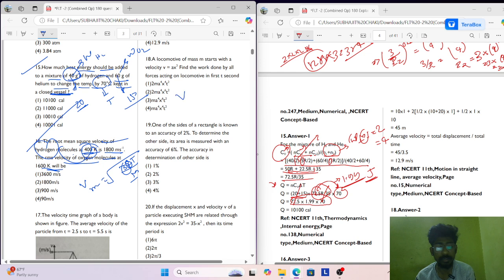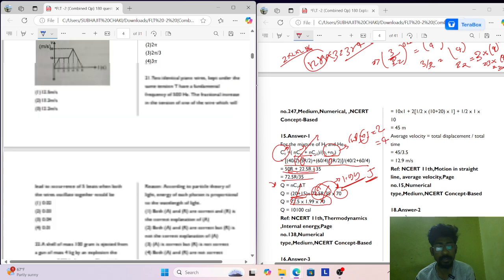So V of oxygen divided by V of hydrogen equals what? It is root over T of oxygen divided by T of hydrogen, times mass of hydrogen divided by mass of oxygen.